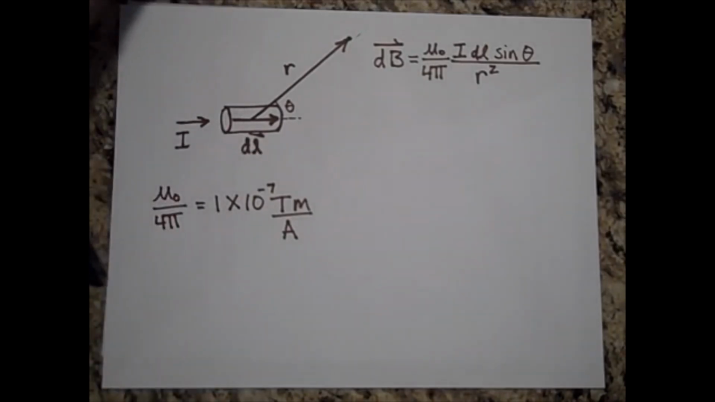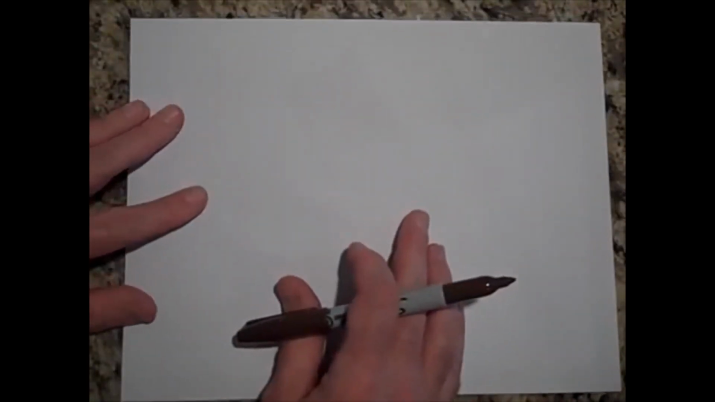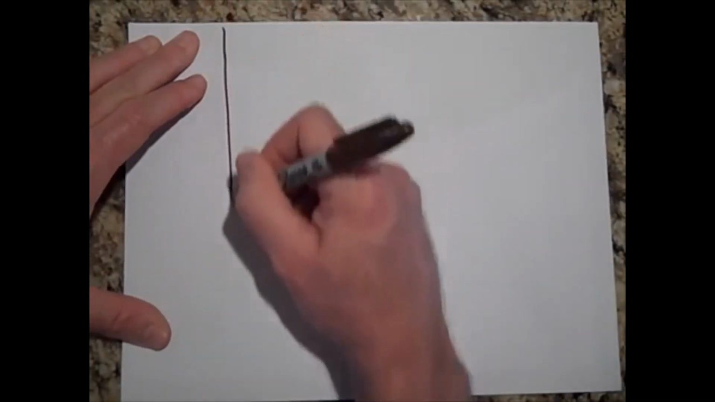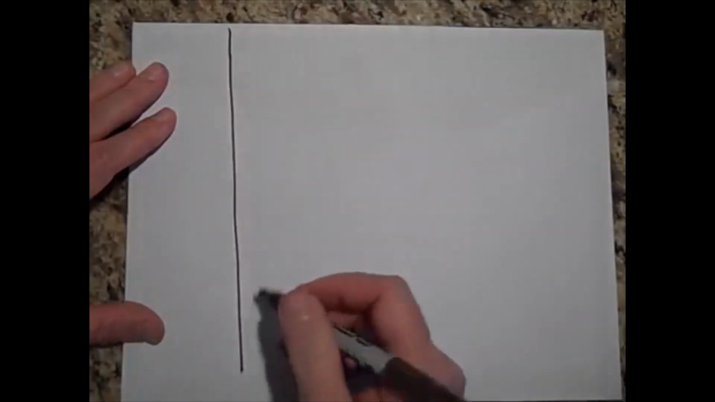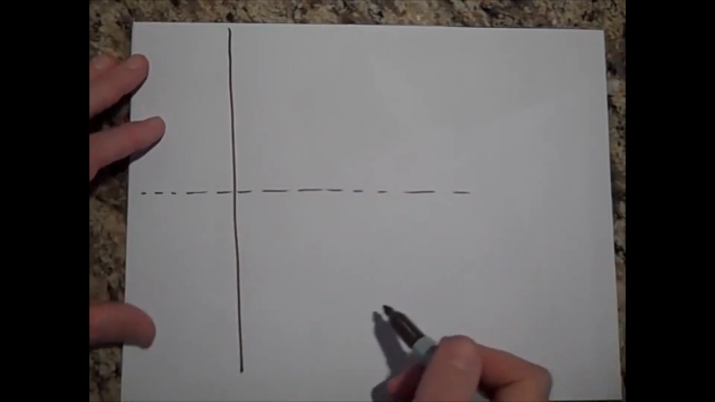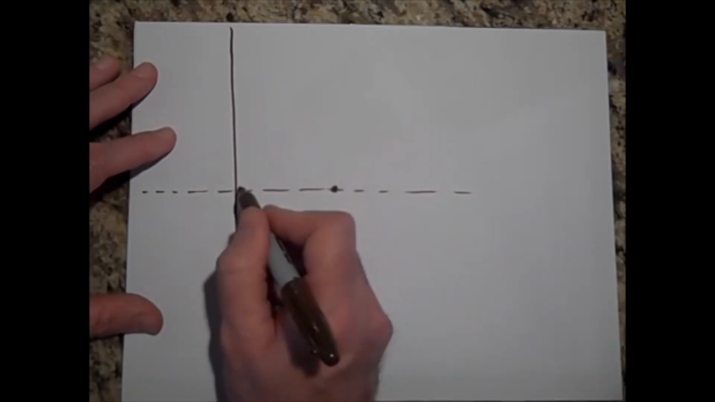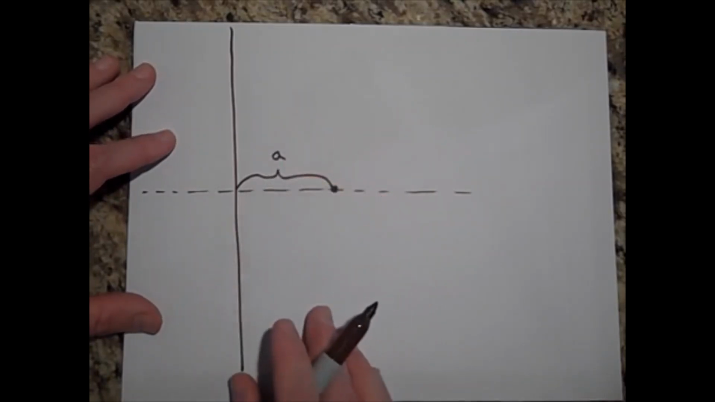Okay, so let me show you how this works for a long wire, the magnetic field due to a long line of current. Let's have the wire be going this way. So here's a wire, and it's infinitely long both ways. And I'm going to put a coordinate system on here. There we are. And let's say we want to know the field due to this wire. And let's say there's a distance a away from the wire.